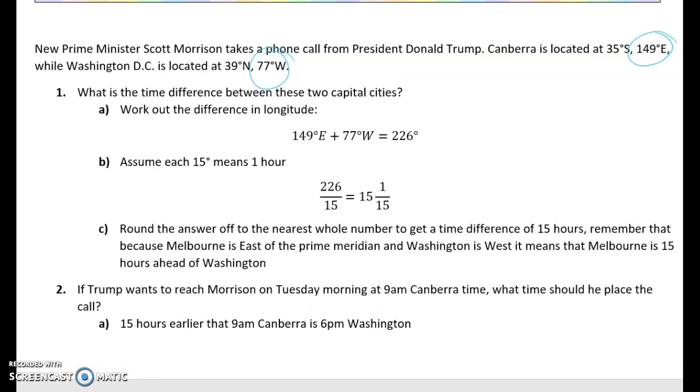So let's say that Trump wanted to catch Morrison early on Tuesday morning at 9 a.m. He's going to have to place the call at a certain time. So the way you work that out is, between 12 a.m. and 9 a.m. that's 9 hours. Okay, and 15 minus 9 will mean it's got to happen 6 hours before midnight, and 6 hours before midnight is 6 p.m. And I did leave out a detail. It'll be 6 p.m. on Monday evening. You would have to say the day as well.